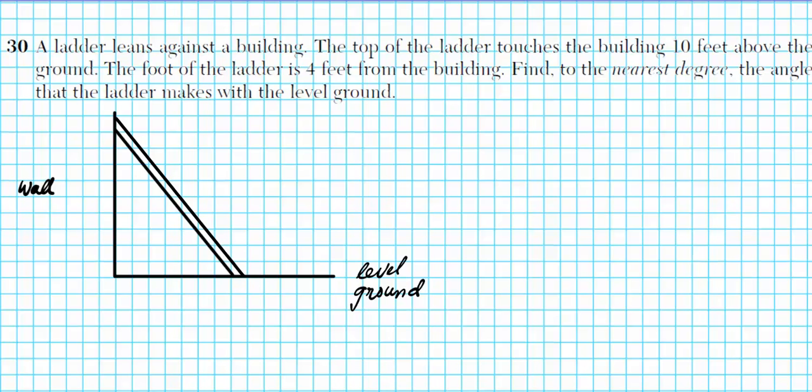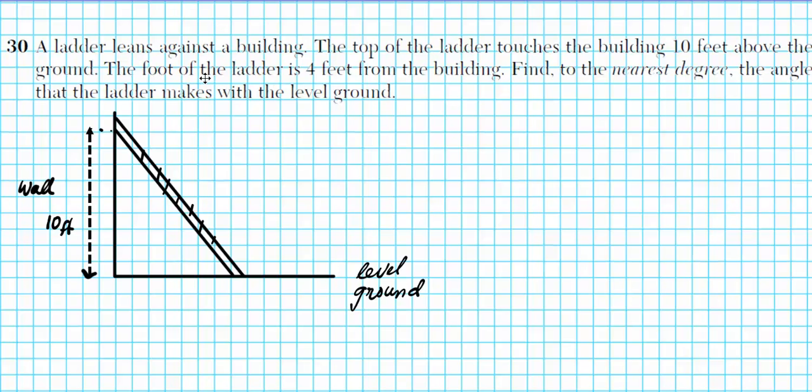Now, let's put in the measurements that we have. So we're told that the top of the ladder touches the building 10 feet above the ground. So the distance from the top of the ladder to the ground level is 10 feet. Okay, so let's put in that measure. So this is 10 feet.